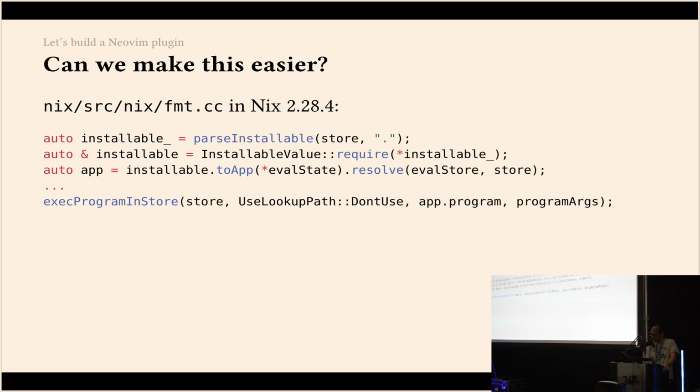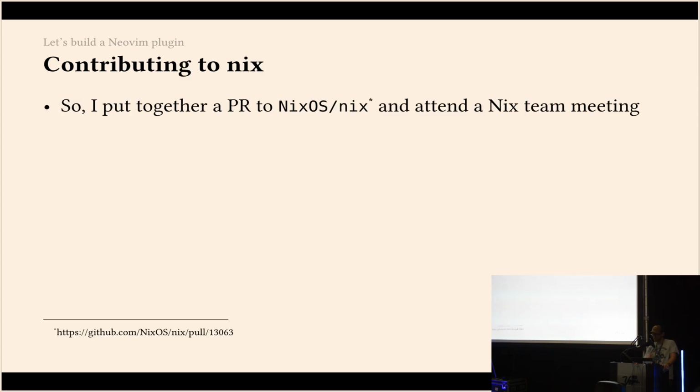So that was pretty straightforward. I put together a proof of concept PR to CPP Nix and said, hey, I'd really like to get this path. So I put together a PR, and then I got a little bit of feedback, but people didn't totally understand why I was trying to do this or whatever.